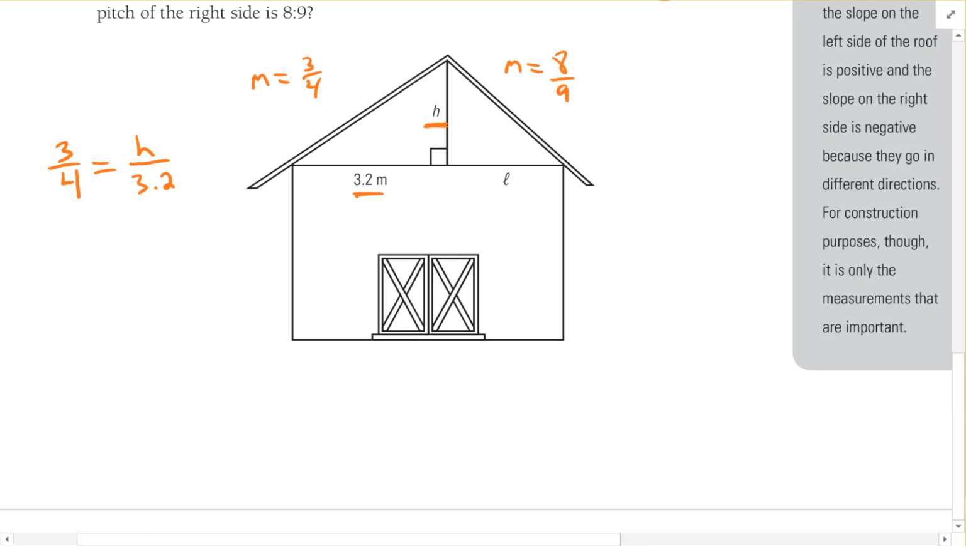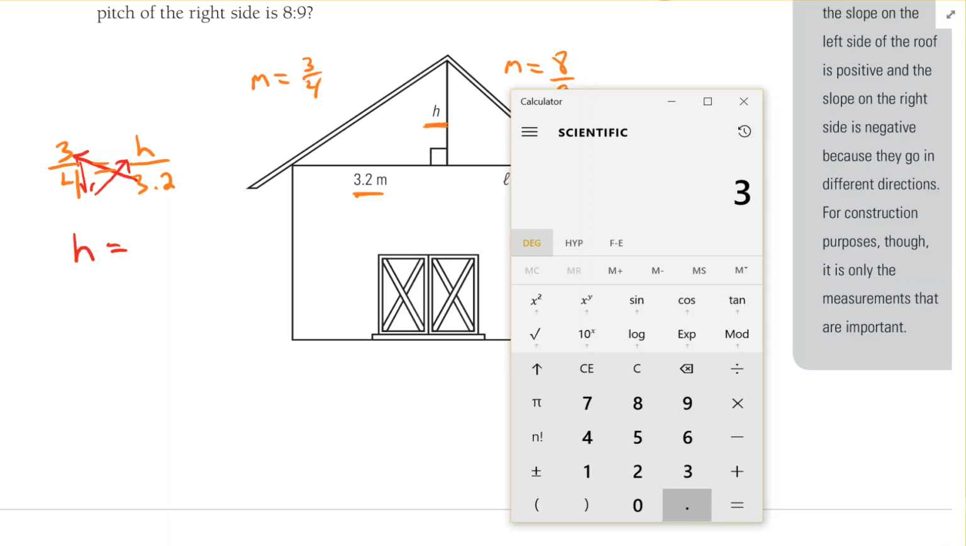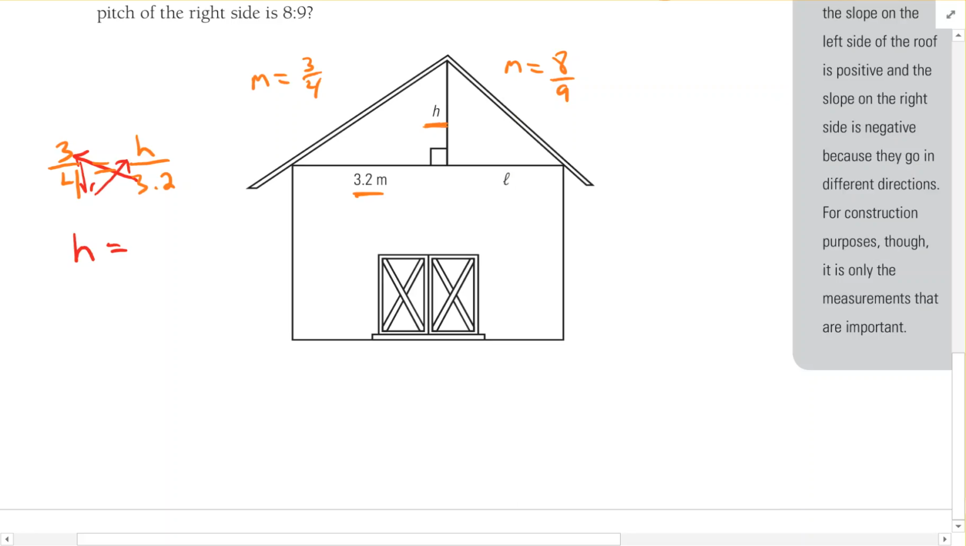So I'm just going to cross multiply. I'm going to go 3.2 times 3 divided by 4. That's going to give me h. So if you do that, you get 3.2 times 3 divided by 4. We get 2.4. So 2.4 meters. Okay, so that's step number 1.